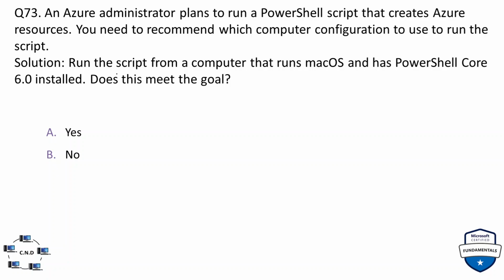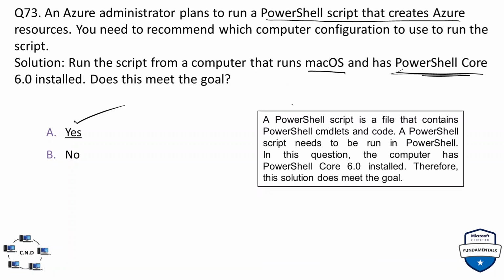Again, we have the same question that an Azure administrator plans to run the PowerShell script that creates Azure resources. You need to recommend which computer configuration to use to run the scripts. This time the solution is to run the scripts on a computer that runs macOS and has PowerShell Core 6.0 installed. Does this meet the goal? And the options are yes or no. And the correct option is yes, because PowerShell Core will enable us to run the PowerShell scripts.